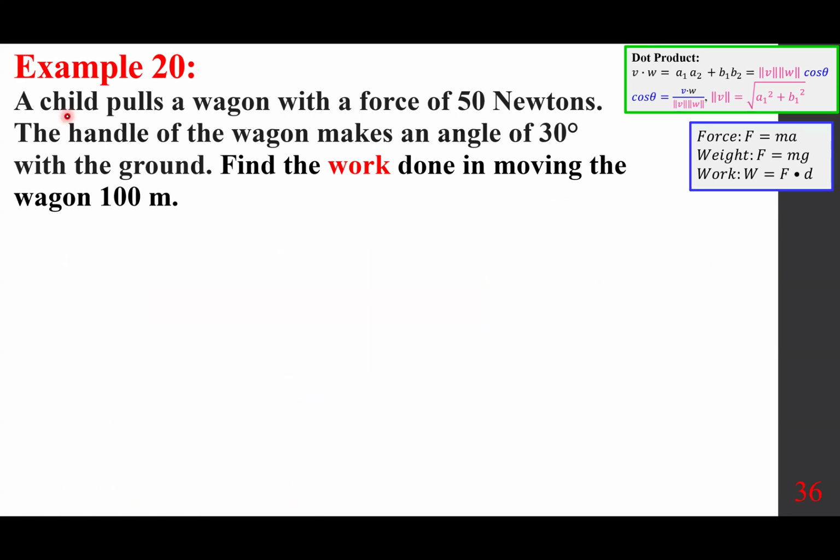A child pulls a wagon with a force of 50 newtons. The handle of the wagon makes an angle of 30 degrees with the ground. Find the work done in moving the wagon 100 meters. So the force is 50 Newton. The distance we cover is 100 meters. And the angle is 30 degrees.